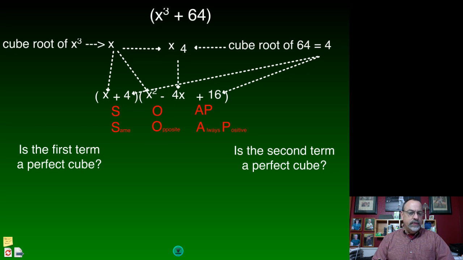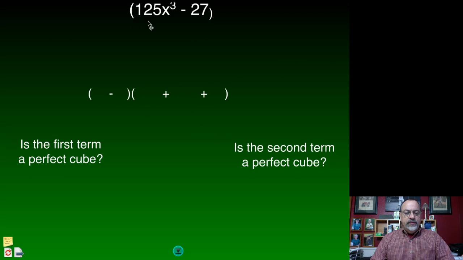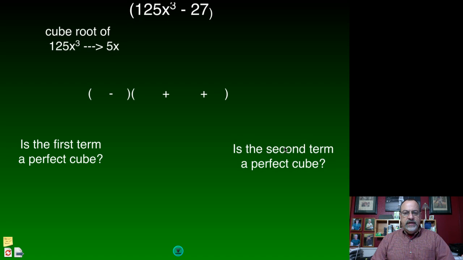All right, let's do another example. All right, so we have to ask ourselves, is this first term a perfect cube? And yes, it is. The cube root of 125 is 5, and the cube root of x cubed is x, so that is a perfect cube. Is this last term a perfect cube? And yes, the last term is a perfect cube because 3 times 3 times 3 is 27.